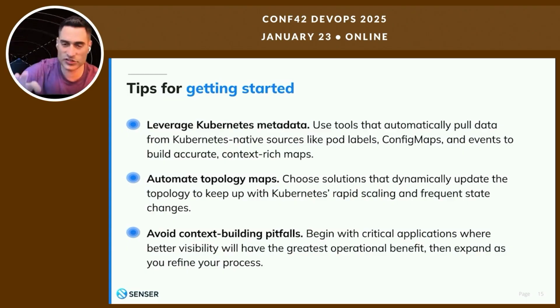Yeah, I have the structure. Now I also have everything on top. Automate the topology map. So when you're scouring for solutions for a dynamically updated topology, think about these elements. How fast are they updating? Do they take into consideration the Kubernetes data and the infrastructure data, and how fast are they to respond to frequent state changes? And eventually, avoid context-binary pitfalls.